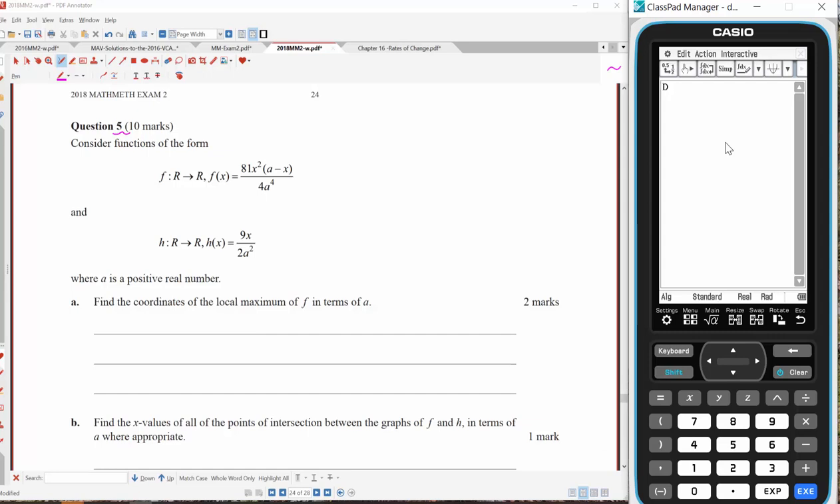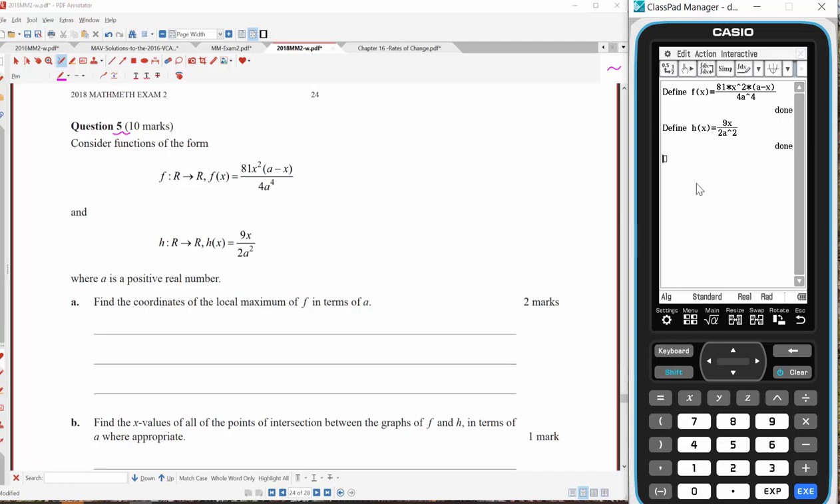All right, so let's get our function definitions ready. f of x equals 81x squared times (a take x) all over 4a to the power of 4, and define h of x equals 9x over 2a squared. Find the coordinates of the local max of f in terms of a.